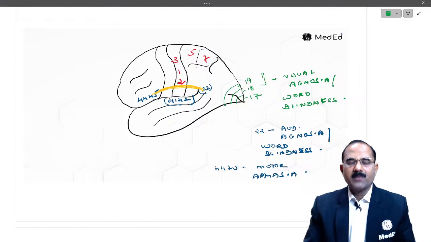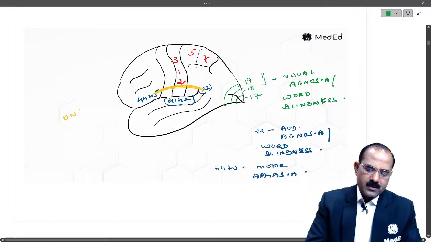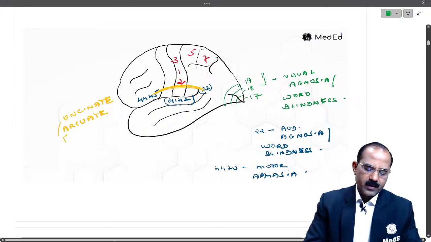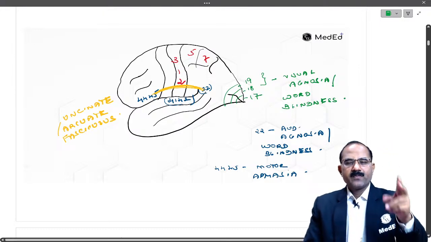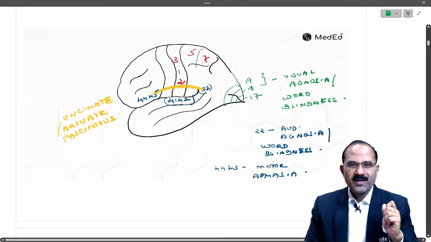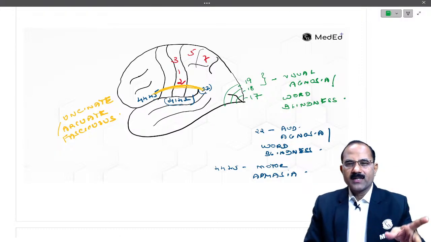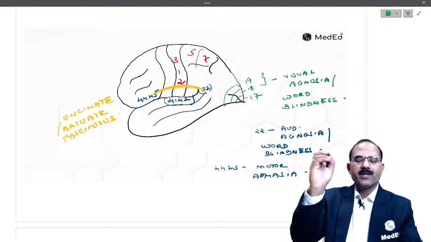Can anyone tell me the name of this? Yes, bachon, the name of this association fiber, is it uncinate or arcuate? This is a very important MCQ. Yes, very good, Shivkumar. Arcuate fasciculus. See, fasciculus is a tract. Lemniscus is a tract, right? So what is arcuate fasciculus? It connects the Wernicke's and the Broca's area. It is also known as uncinate fasciculus. Just remember this.